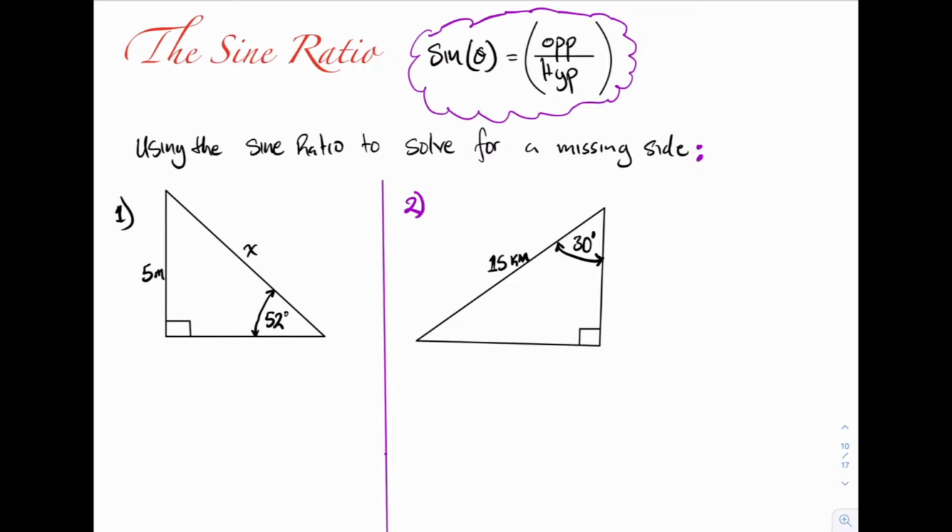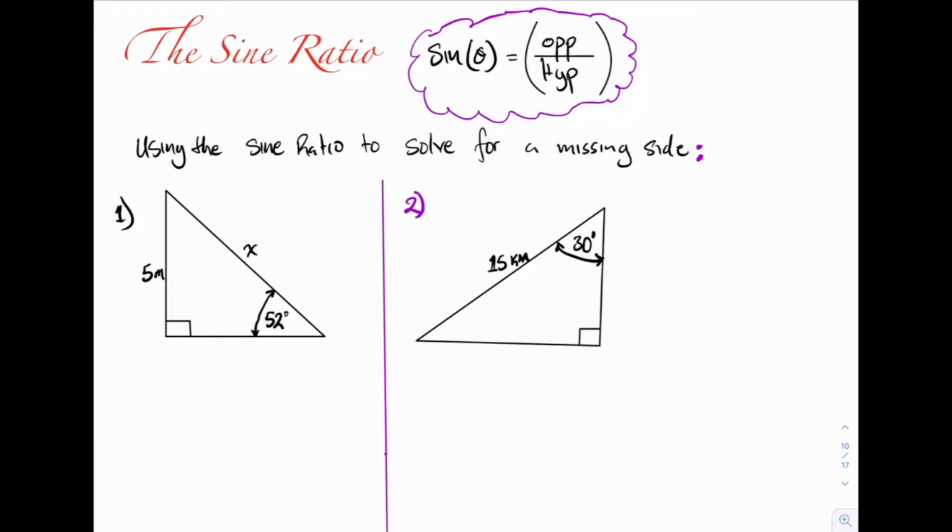In particular, we now look at the sine ratio, which is given by opposite over hypotenuse. There are two uses for the sine ratio. One, we can use the sine ratio to solve for the missing side, or we can use the sine ratio to solve for the missing angle. Here in these two examples, we'll look at how we can use it to solve for the missing sides, and then for example number 3, we'll solve for the missing angle.